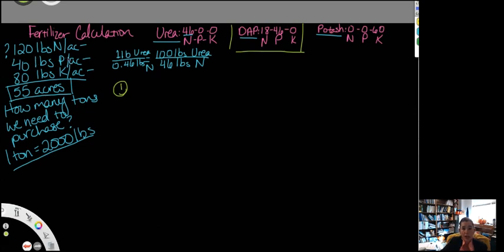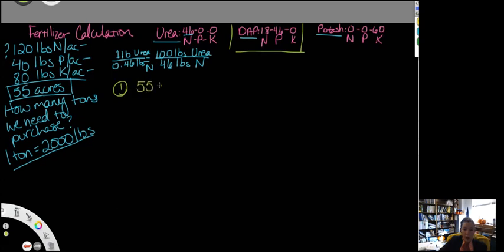We already know we have to have 40 pounds of phosphorus to apply to our field, and the only place we're getting that is in our DAP. Because of that, we're also inherently getting some nitrogen from our DAP, so we need to account for this nitrogen and reduce the amount of urea we're going to purchase because we're already getting nitrogen in our DAP. So our area is what we're going to start out with first.